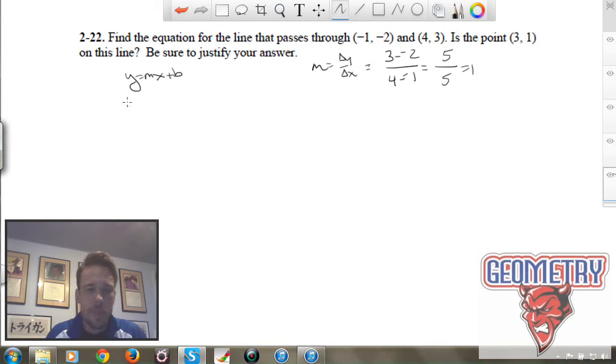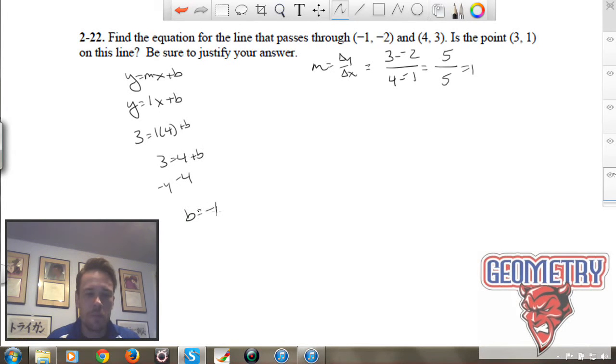Well, that's nice. So we have 1, or y equals 1x plus b. Now we're going to take one of these points, plug it back in to the equation to see what our value of b is. So I'm going to plug in 3 for y and 4 for x. So 3 equals 4 plus b. If we subtract 4 from both sides, we get b to equal negative 1. So the equation of the line is y equals x minus 1.